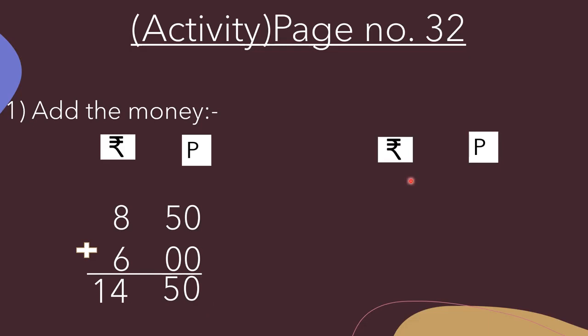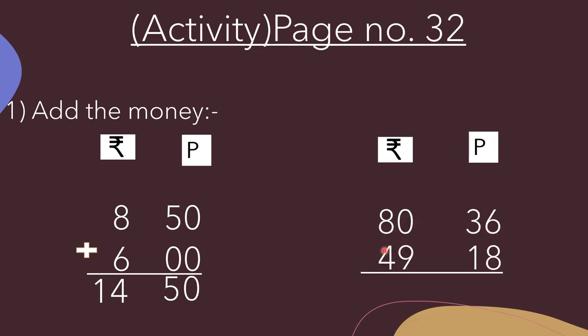Now in next question, it is given 80 rupees 36 paise and now we have to add 49 rupees 18 paise in it. Okay. So here we will put plus sign. So let's start from our right hand side or paise column first. So 6 plus 8. Keep 6 in your mind, 8 on your fingers. Now we have to speak forward counting. 7, 8, 9, 10, 11, 12, 13, 14. So here beta 14 is 2-digit answer. That's why we will write 4 here and 1 will be carryover.